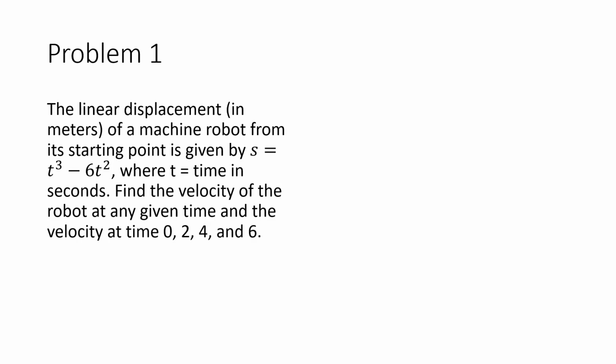First, we need to identify what is given. In this case, we have our function, s is equal to t cubed minus 6t squared. We are asked to find the velocity at any given time. When this keyword arises, at any given time, we are asked to find the derivative equation. So just simply get the derivative with respect to time.